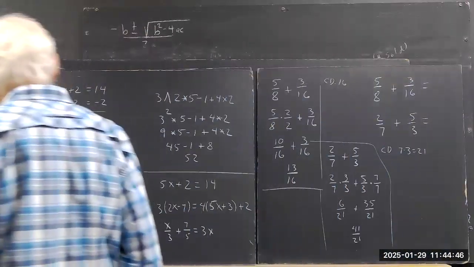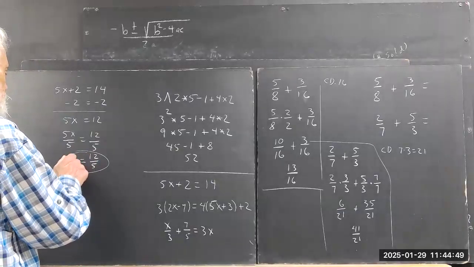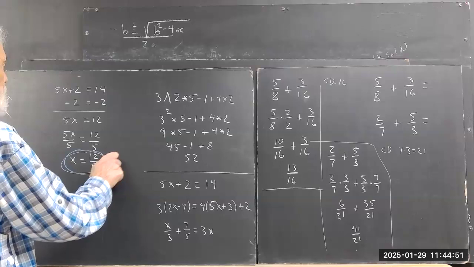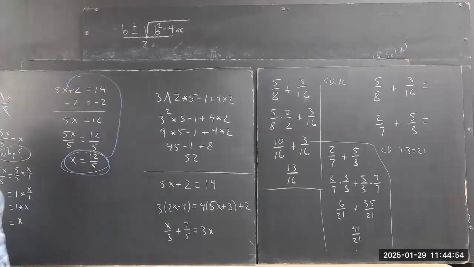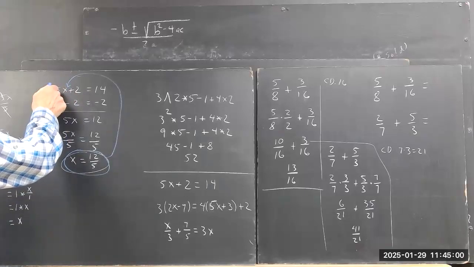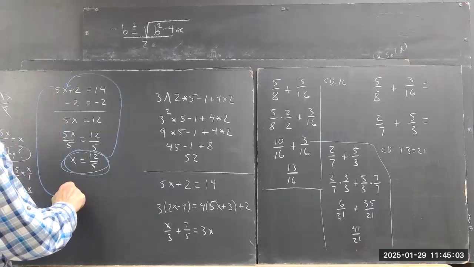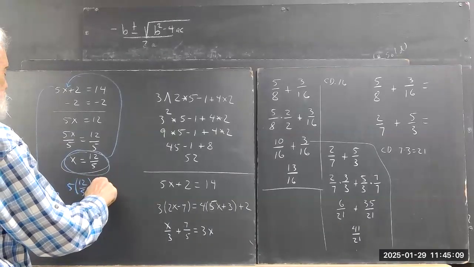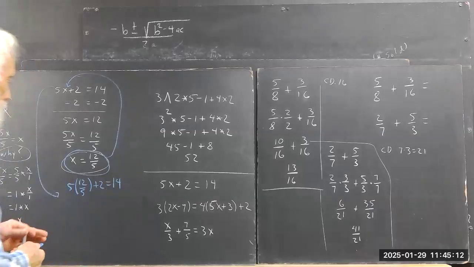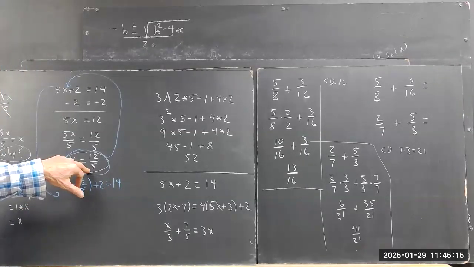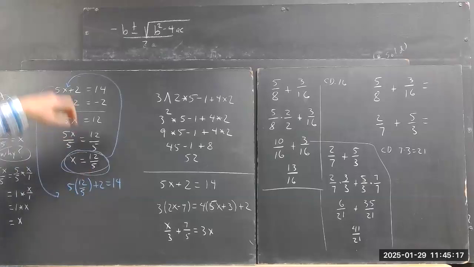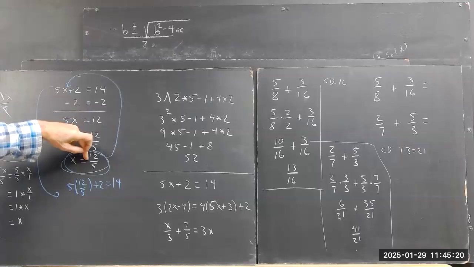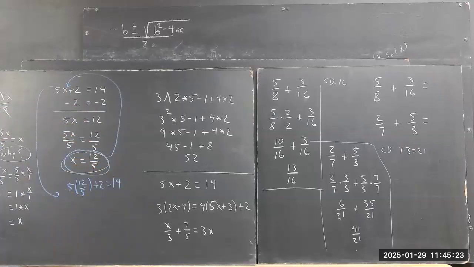Okay. So I kind of do it this way. I take this and I plug it in for x. And then I take the equation I get, which is 5 times 12 fifths plus 2 equals 14. In other words, I've taken my solution, or at least what I think is my solution, and I've replaced x by that number, and this is what I've got. Okay. So then what do I have?